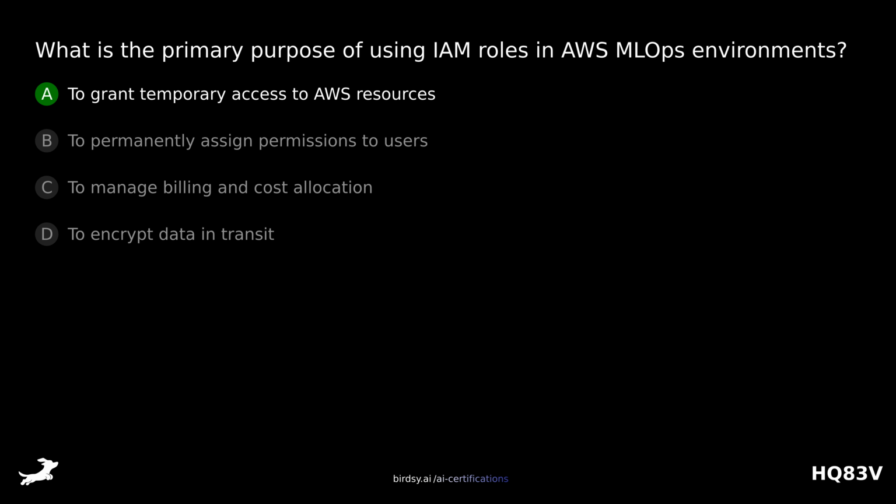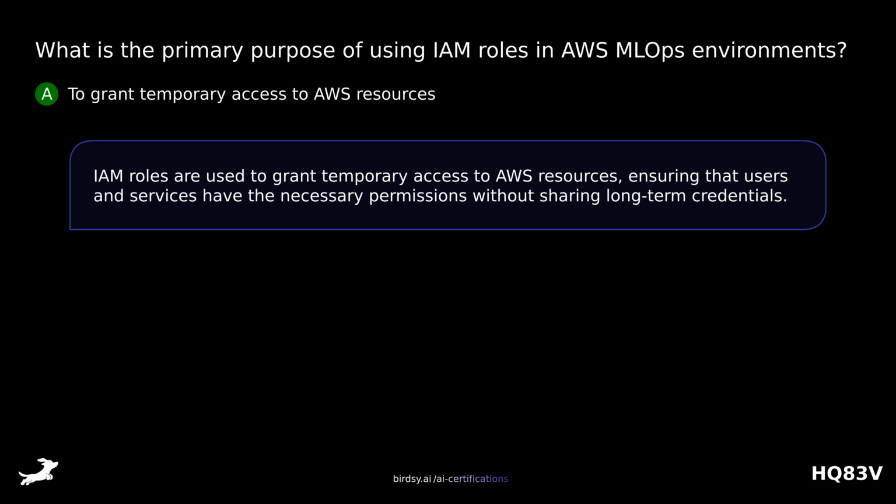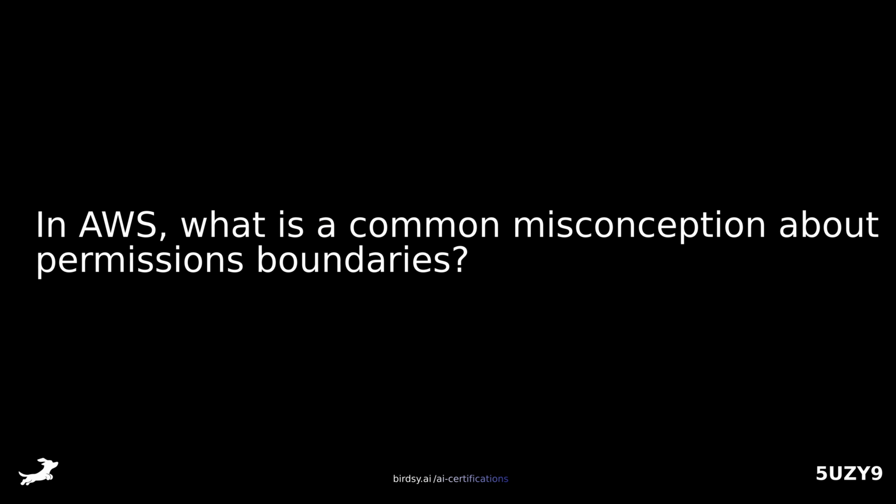The answer is A, to grant temporary access to AWS resources. IAM roles are used to grant temporary access to AWS resources, ensuring that users and services have the necessary permissions without sharing long-term credentials. In AWS, what is the common misconception about permissions boundaries?